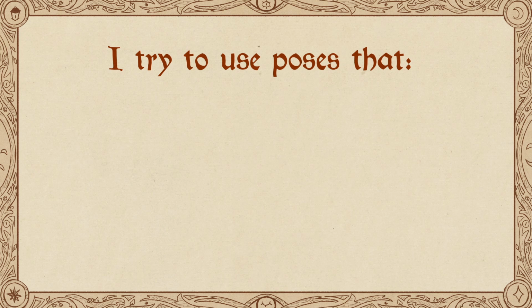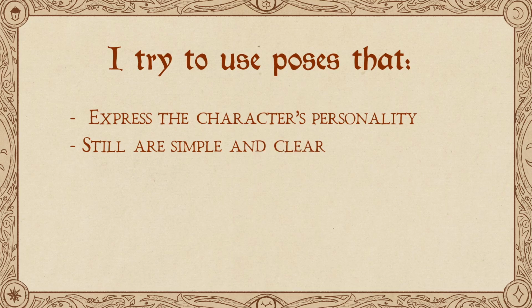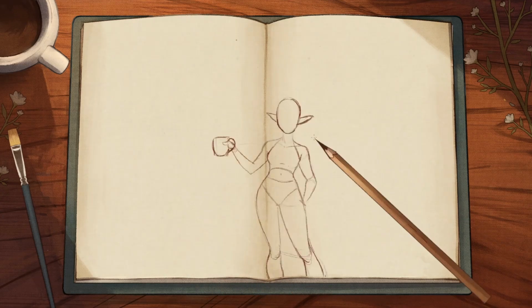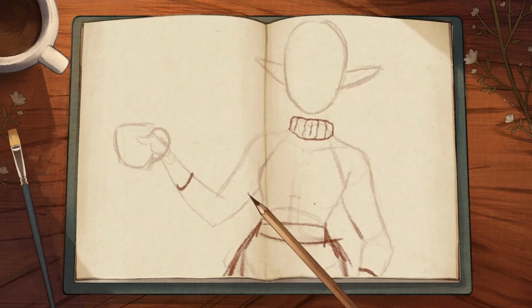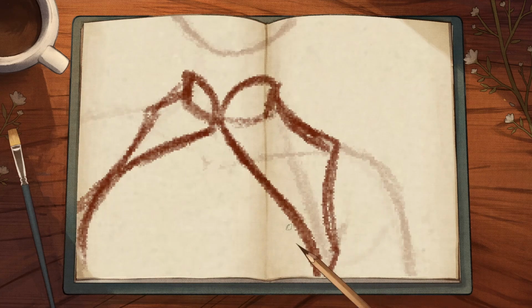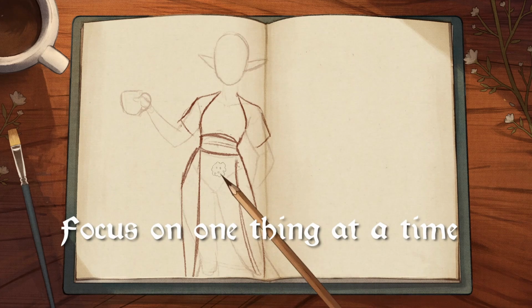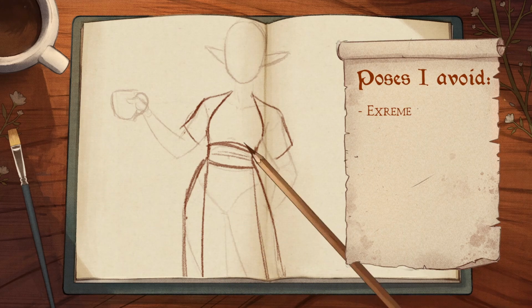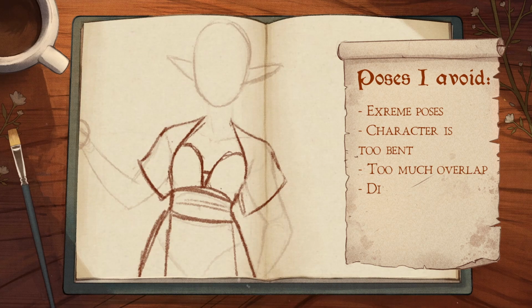For the poses, I always try to make them express the character's personality in a way, but I always try to keep them simple. Because, well, if you are focused too much on making the pose work, or fixing the anatomy because the pose is kind of difficult to draw, you will be more focused on that than on the character design. So I try to just focus on one thing at a time. So I avoid extreme poses or poses where the character is too bent or has too much overlap.